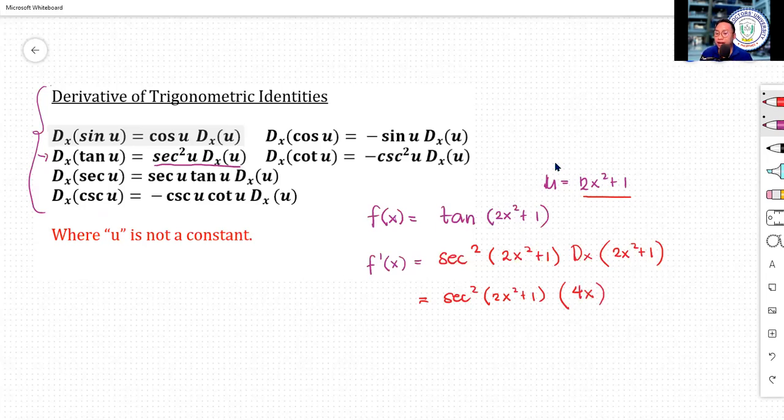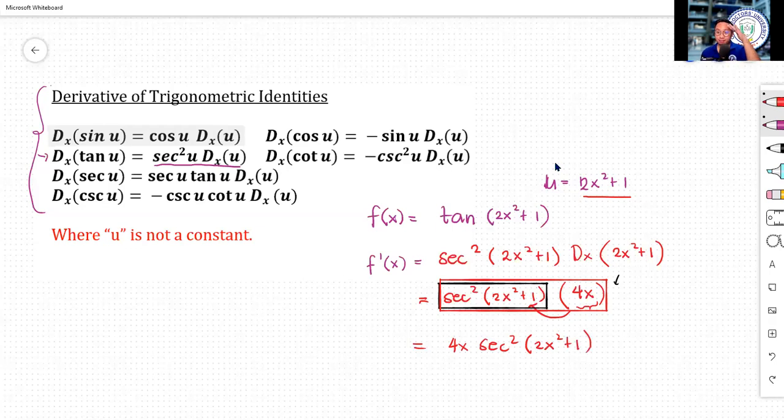Now, you cannot multiply the 4x, guys, into the terms inside the parentheses here because this secant squared of 2x squared plus 1 is one whole term, and that is a trigonometric term. 4x is an algebraic term, and we cannot combine or multiply two different terms. Amen? So your answer should be this whole thing here. Or you can rewrite it as 4x secant squared of 2x squared plus 1. Easy? Question so far?